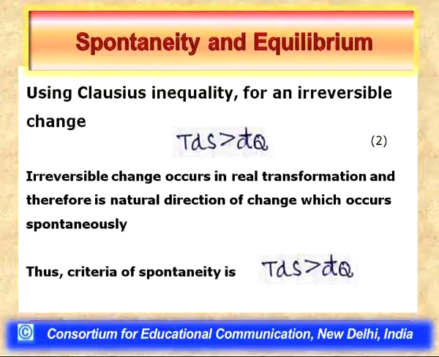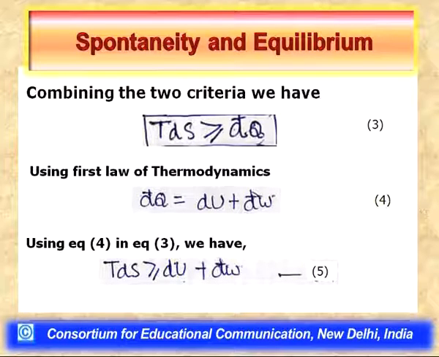If we mix the two criteria, what we get? Combination of two criteria, we have TdS is greater than equal to dq. But in this equation, if equal to sign applies, then it means we are talking about dq reversible. If greater than sign applies, then we are talking about dq, not reversible but irreversible.